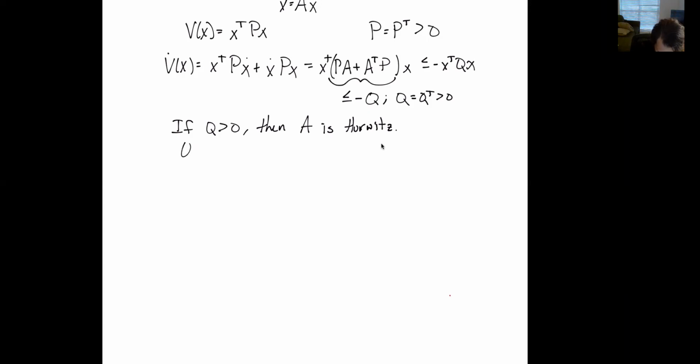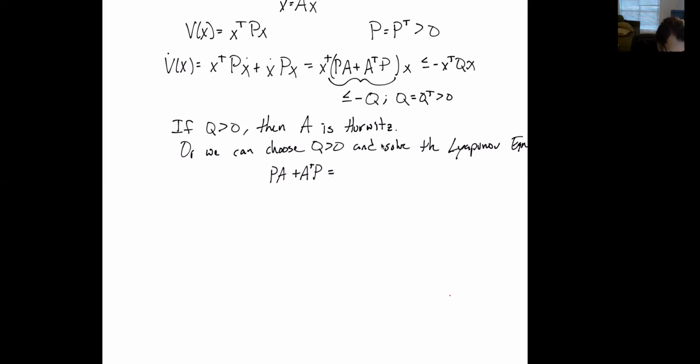Or we can choose Q and solve the Lyapunov equation, PA plus A transpose P is equal to negative Q. So now we're picking Q and finding P.